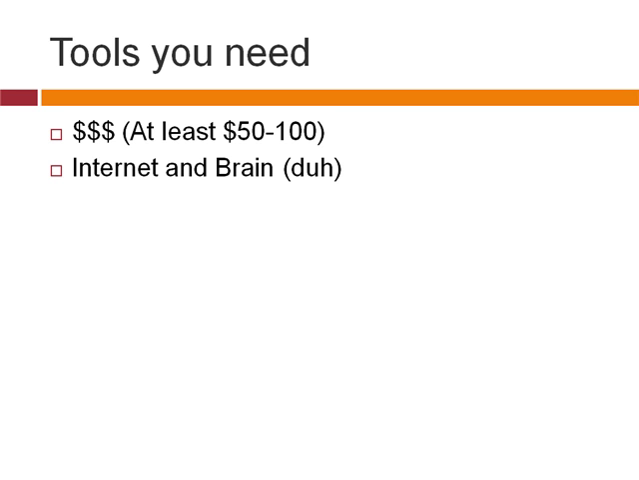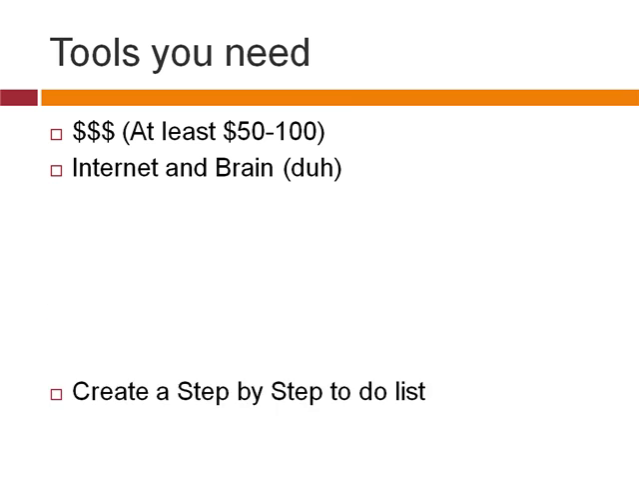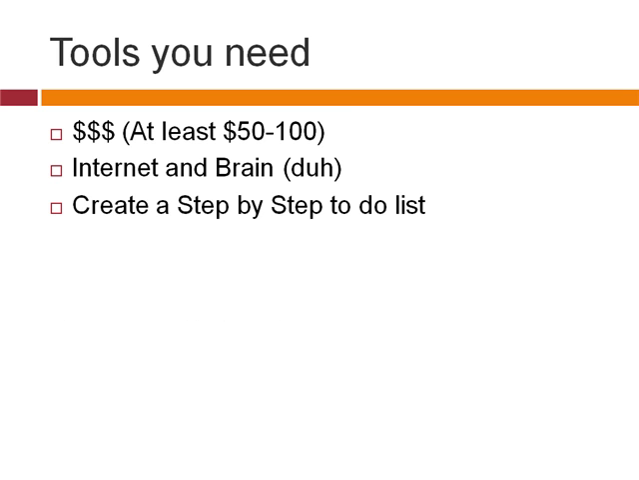Of course, you're also going to need the internet, and you're going to need your brain. Duh. You need your brain to create a step-by-step to-do list. Like I said earlier, if you know how to create a to-do list, this process should be fairly easy to accomplish and to master.